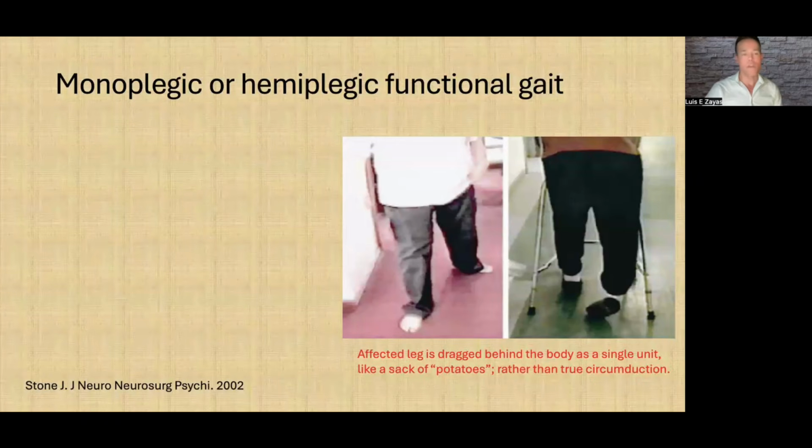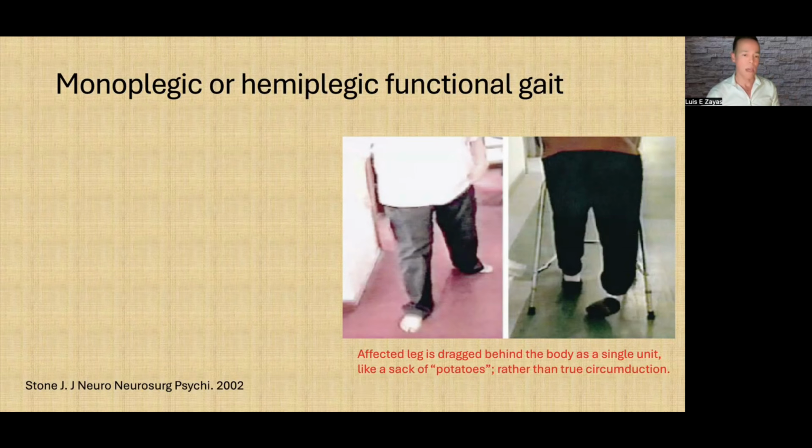So let's talk about other features that you see in functional gait, okay? This is a type of gait that you see in patients with what we call monoplegic, which is one leg, or hemiplegic. Hemiplegic means that it involves the leg and the arm, okay? So you see that many patients rotate, sometimes externally rotating the hip or internally rotating, okay? So it's not consistent.